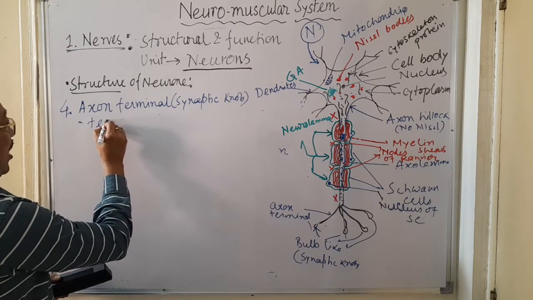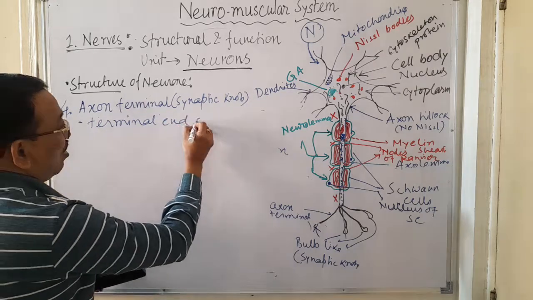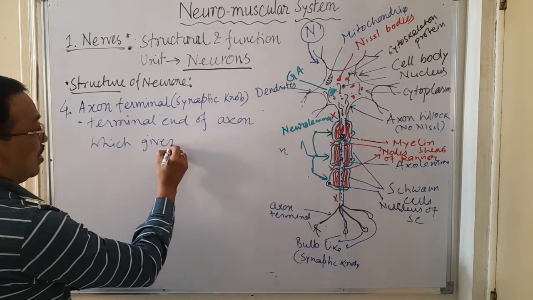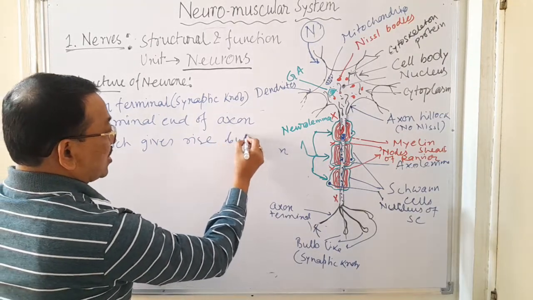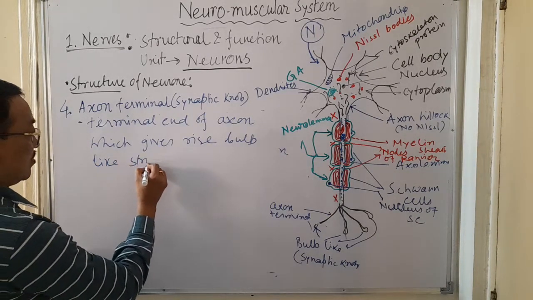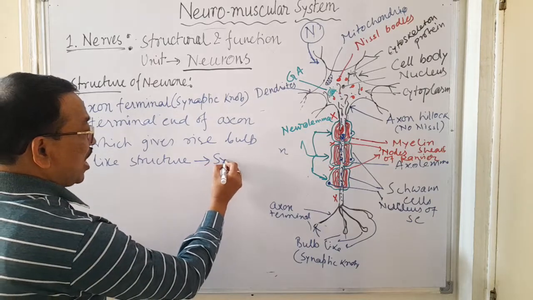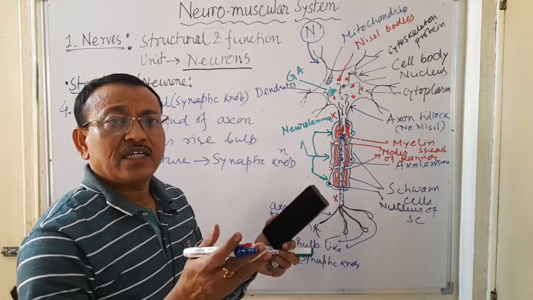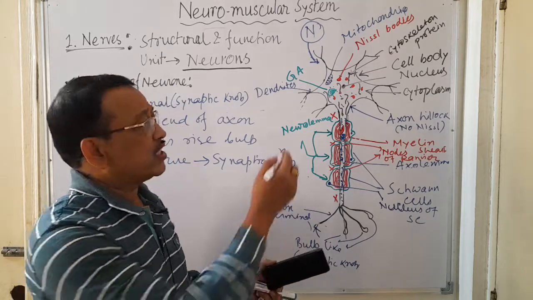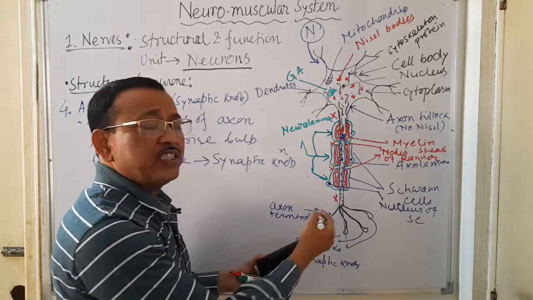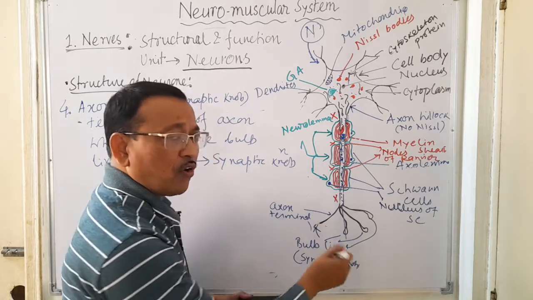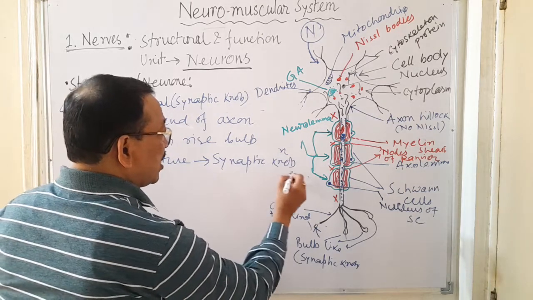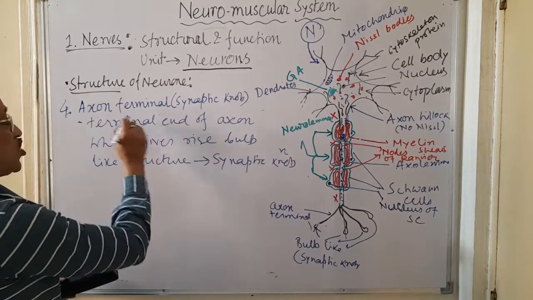So this is the terminal end of the axon, which gives rise to bulb-like structures, and these bulb-like structures are known as synaptic knobs, and this synaptic knob actually stores the neurotransmitters, and once the stimulus is passed through these, the neurotransmitters are released, and they are responsible for passing the signal to the next neuron. So details of these things I'll discuss later on. So this is the fourth component of the neuron, that is the axon terminal.